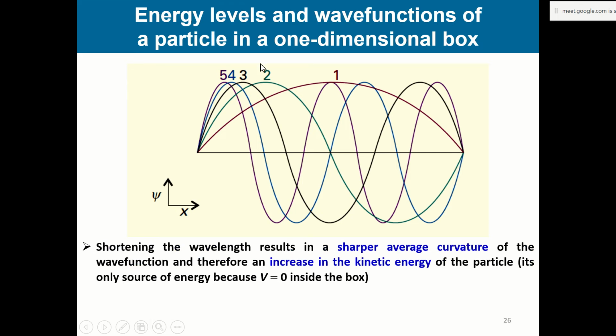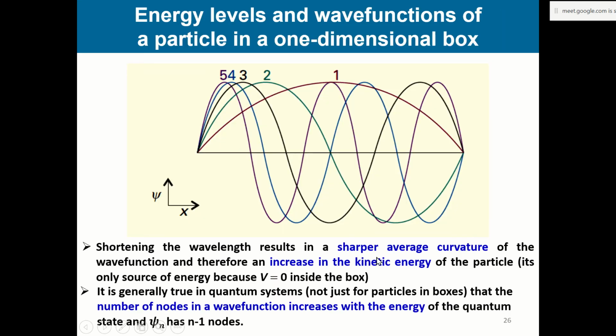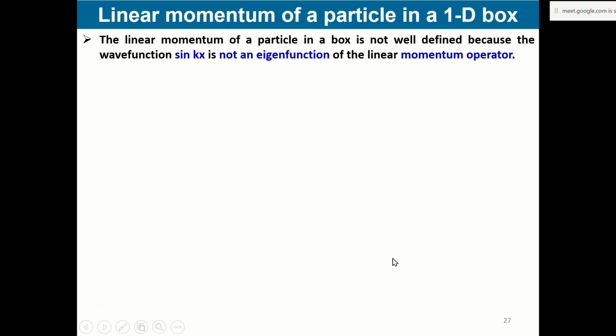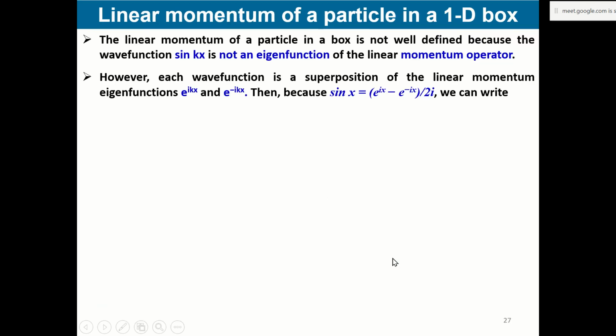You also see that the curvature goes on increasing. As the number of nodes increases, the curvature becomes sharper, because you have to make the function smooth and continuous. All these require that you must have a sharp bending, a sharp curvature. So that indicates a gradual increase in energy.